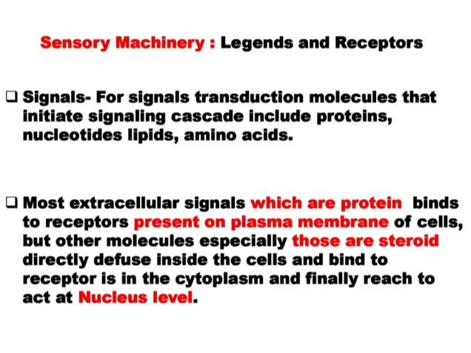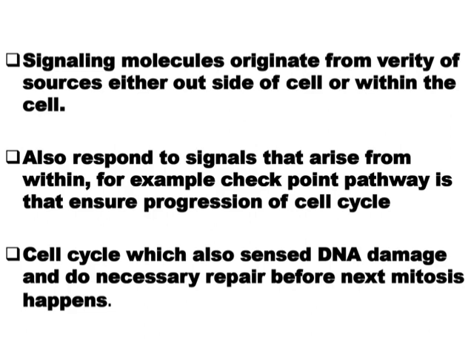Signaling molecules originate from a variety of sources, either outside of the cell or within the cell. Cells also respond to signals that arise from within. For example, the checkpoint pathway ensures progression of the cell cycle. The cell cycle also senses DNA damage and does the necessary repair before the next mitosis happens. So that is the cell's checkpoint, which I am trying to indicate to you. Let us now talk about some of the receptors.